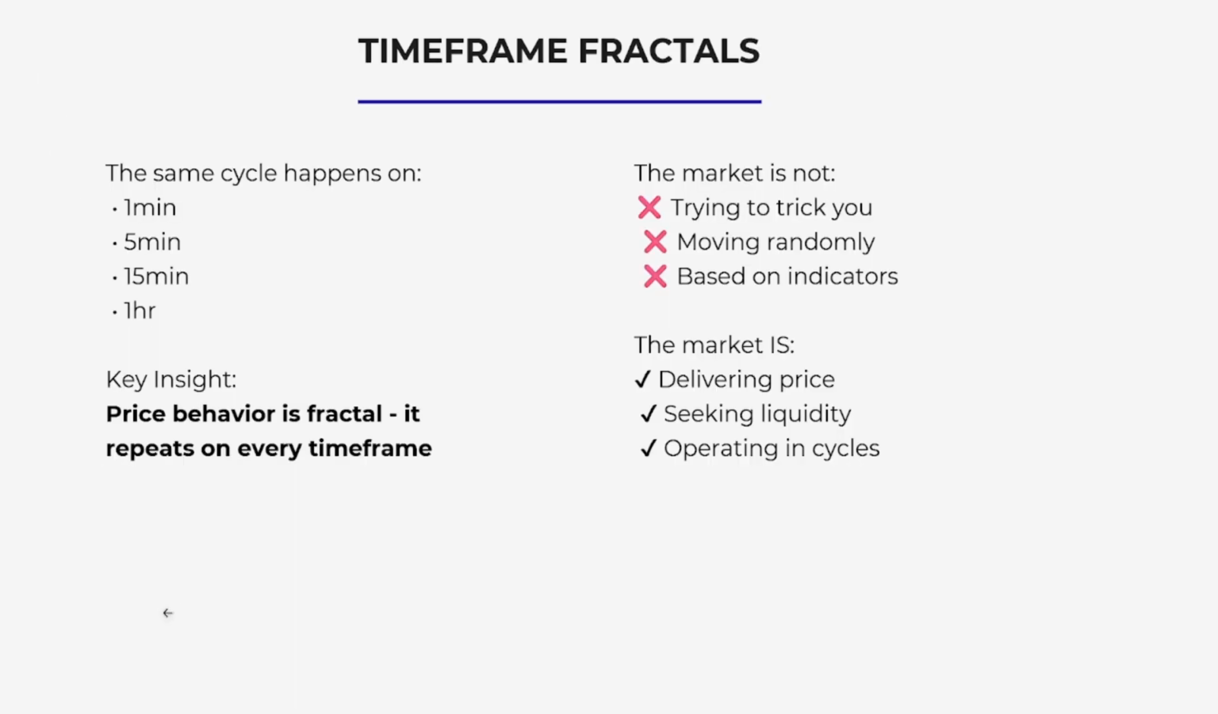All right, so there is one more thing that we need to kind of cover bases with about time frame fractals before we move on, and head out of how price moves. Okay, time frame fractal. Okay, the market is not trying to trick you or move randomly or base everything on indicators. The market is simply delivering price, seeking liquidity, and operating in cycles. When I say that price is fractal, it means that it's repeating itself on every time frame. Okay, so the same cycles happen on 1 minute, 5 minute, 15 minute, hour, whichever time frame. The same thing is happening, right?